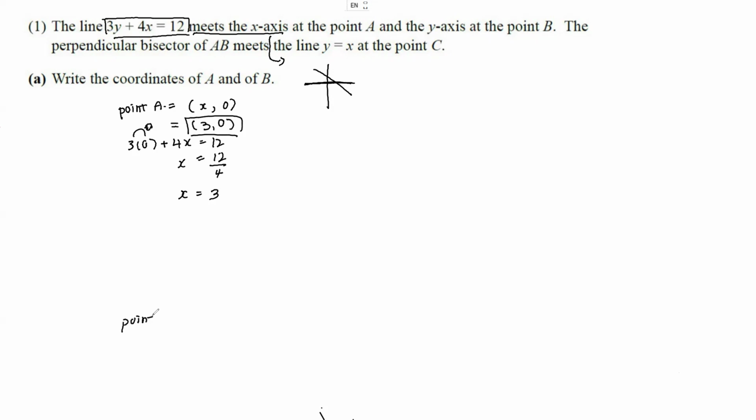And for point B, it's technically the same, but this time it meets the y-axis. So this time it meets at the y-intercept, so in this case the x would be 0. And we can find y just how we found x in point A, but this time x would be 0. And so we found the coordinates for point B, which is (0, 4).